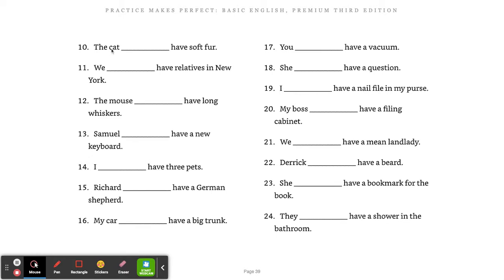10. The cat blank have soft fur. 11. We blank have relatives in New York. And the last one, 12. The mouse blank have long whiskers.